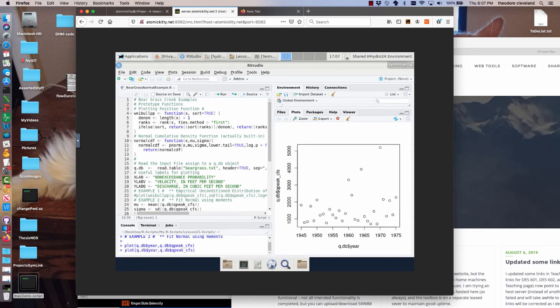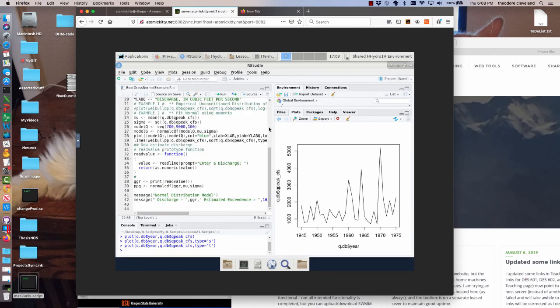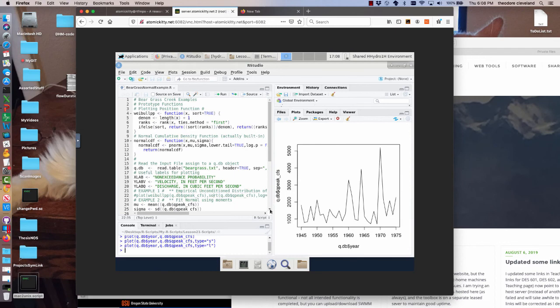If we wanted to get fancy, we do that, which isn't very helpful. So there's not a lot to be learned just from the data. But now what we can do is we'll go ahead and fit a normal distribution and see how that works.